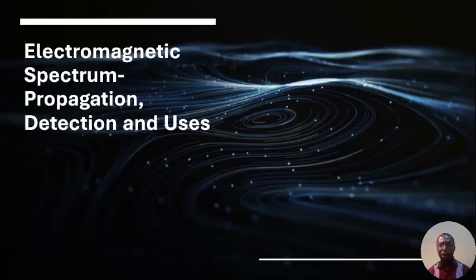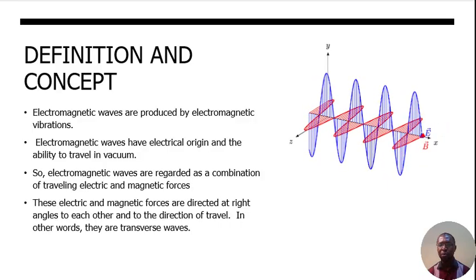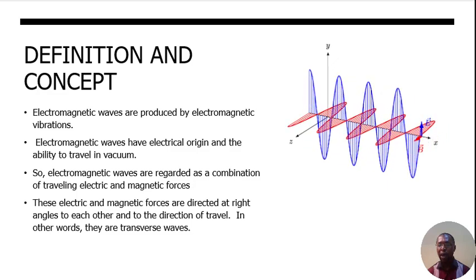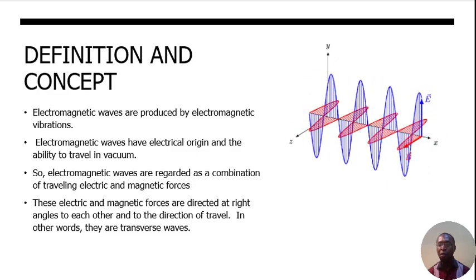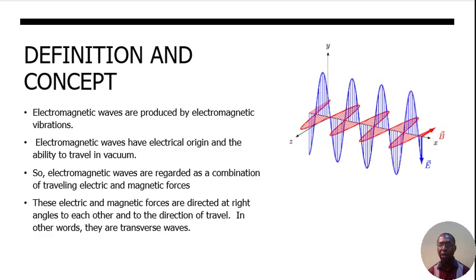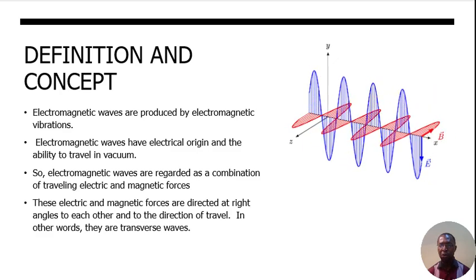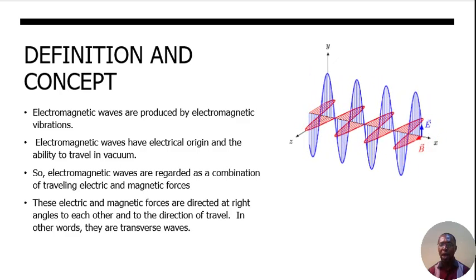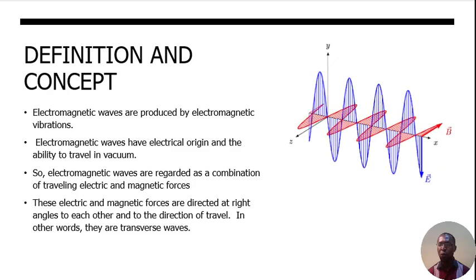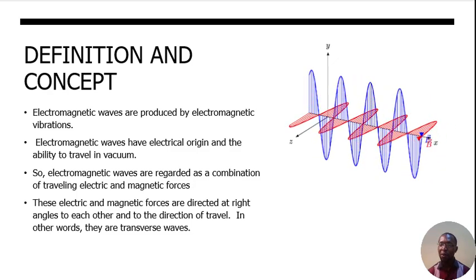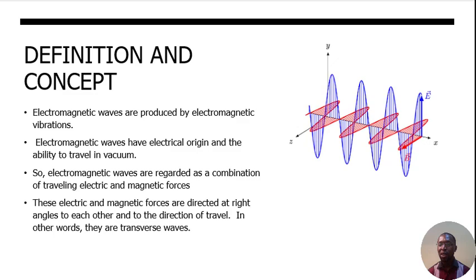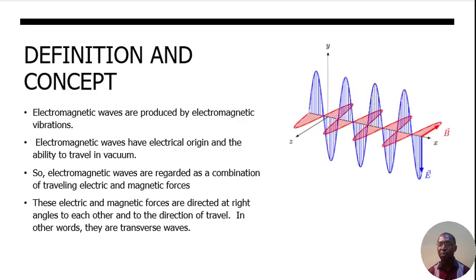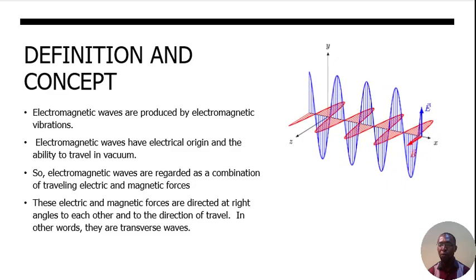Now, let's talk about the definition. When we say electromagnetic spectrum, it's actually the collection of different radiation, all right? And these radiation are produced by two major waves called electrical wave and magnetic wave. Consider the diagram on the screen. The blue line represents the electric wave and the red line represents the magnetic wave.